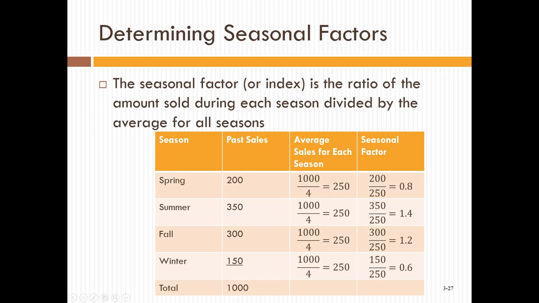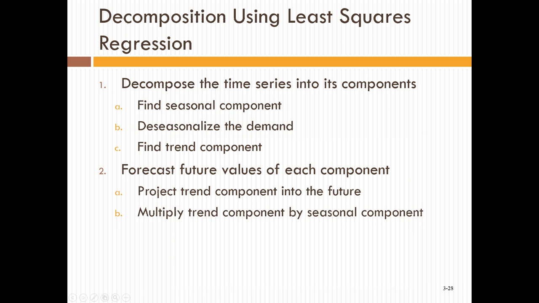This is how to do the seasonal factor. It's really straightforward. You take the average across however many time periods you're looking at, divide the actual by the average, and that gives you your seasonal factor, which you use when predicting moving forward. What we're going to focus on in this YouTube video is decomposition using least squares regression. We'll find the seasonal component, deseasonalize the demand, and then find the trend component. Then we forecast future values almost by reversing that: we project based on the trend component and then adjust it based on the seasonal component.